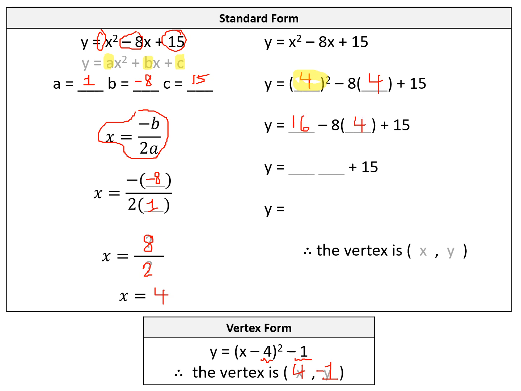Next, we're going to multiply these two numbers. So negative 8 times 4 gives you negative 32. That 16 stays the same at the front. Now we can simplify this as 16 minus 32 plus 15, and that gives us negative 1. Therefore, the vertex is positive 4 and negative 1, which matches the vertex we found from vertex form and factored form.